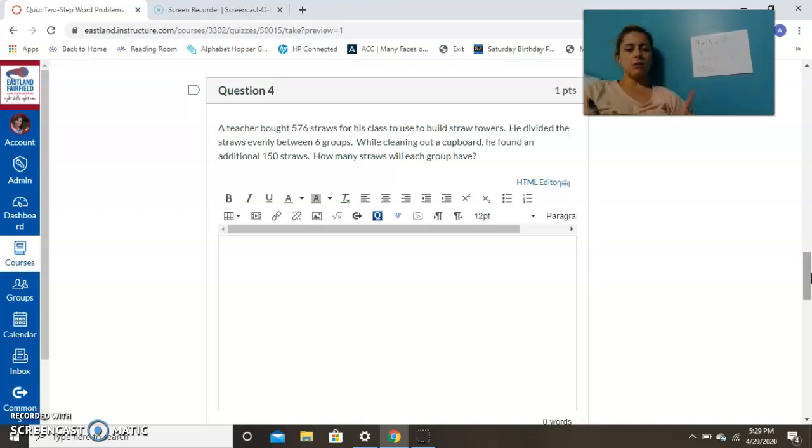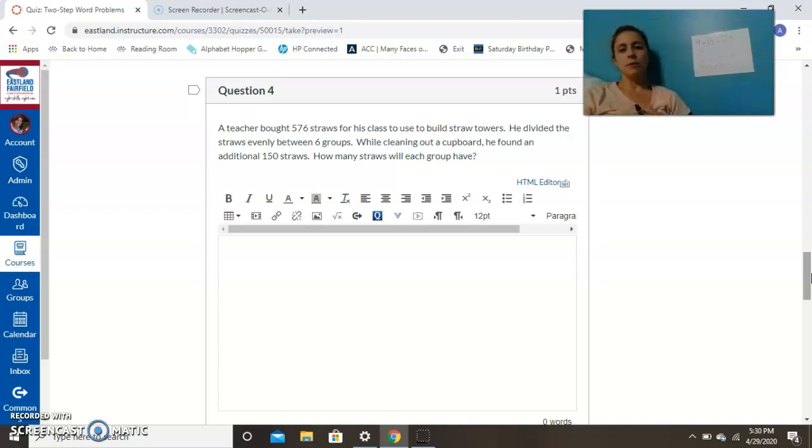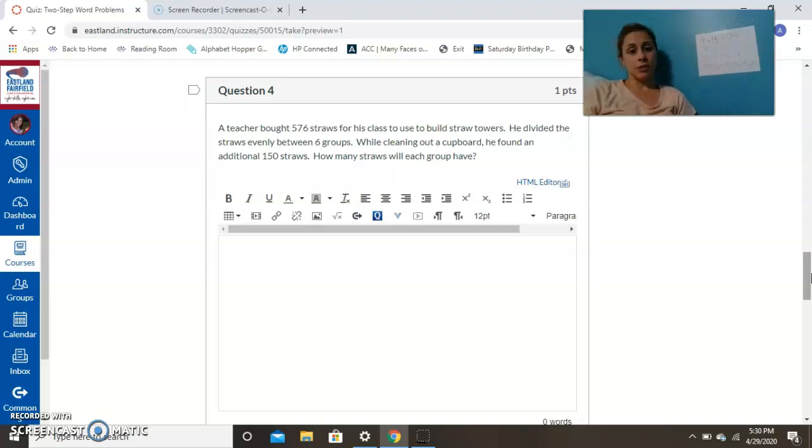I'm not gonna use these numbers in the order that they're given to us. I'm gonna use the 576, and then I'm also gonna use the 150, because in order to figure out how many each group gets, we need to know how many straws he has total. So we're gonna take the 576 and the 150 that he found, and we're going to add them because we're talking about total number. Okay, so if we add these together, 6 there, 2 there, so he has 726 straws.